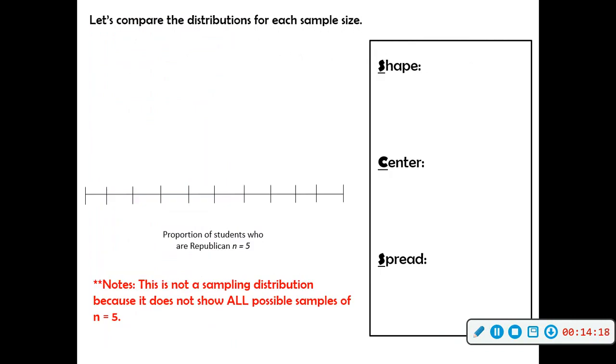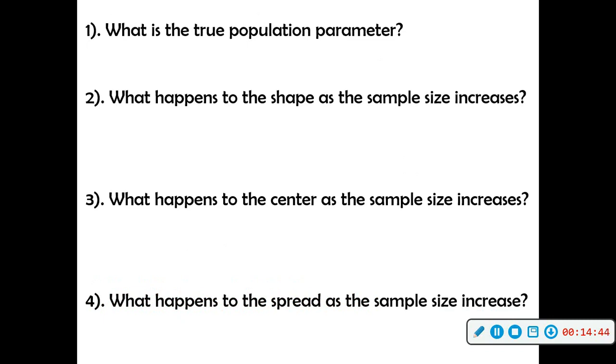When you're done with that, we are going to plot your values on the board. So take a moment, plot your values on the board, and take a look at your shape, center, and spread for that data. Do the same thing for sample size 10, and the same thing for sample size 15. So our true population parameter was 36%.